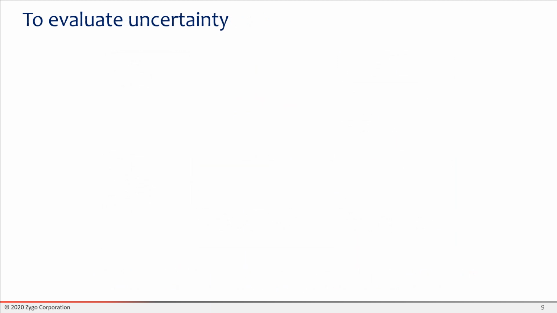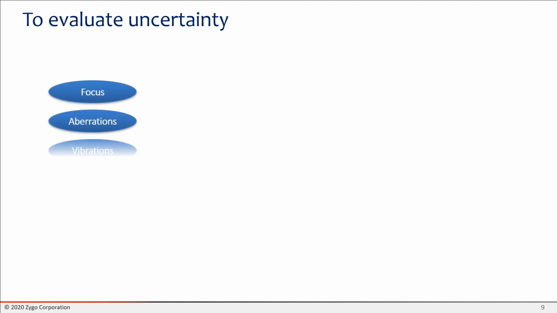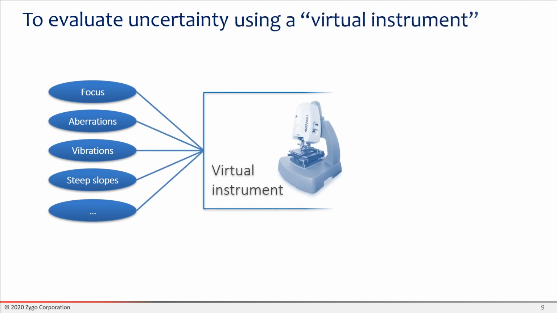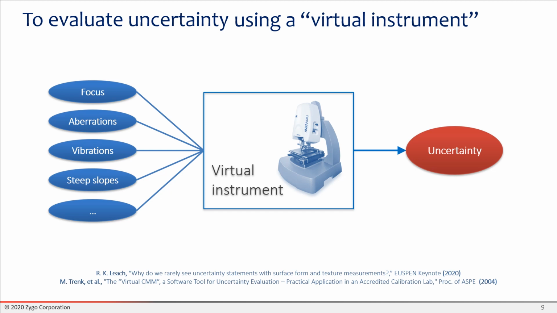Another thing you could do with a good interferometer model is to evaluate uncertainty. Suppose you've identified a series of sources of error: focus aberrations, vibrations, steep slopes, and so forth. You could certainly do some experiments to find out how those things are influencing the uncertainty of your final result. But it would sure be nice if you could just do that numerically in a computer in what's called a virtual instrument, and then you get an uncertainty at the other side. And there are a variety of different approaches that you could apply to this, including machine learning.